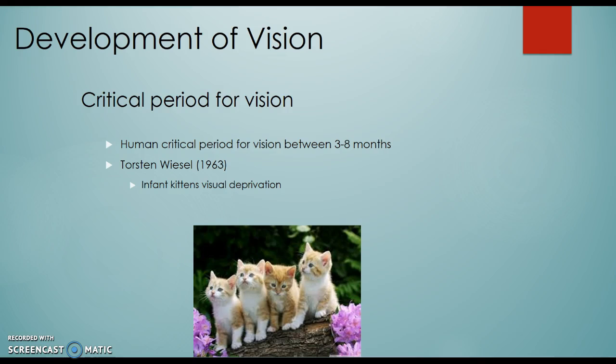So even if they did it for a 3-4 month period and then opened the kitten's eyes back up again, that vision just missed the critical period. It missed that window.